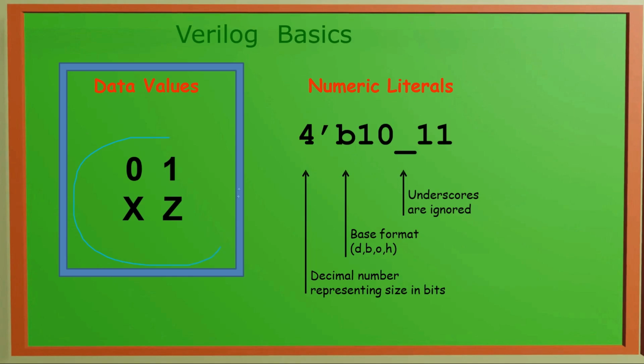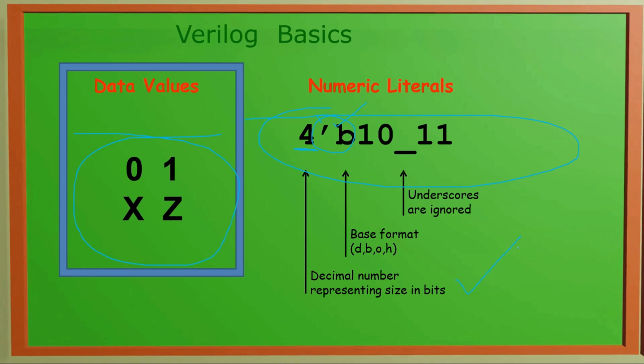So we have 4 data values we can deal with in the data types, and how we read the instructions. One more time we will see. The first number is a decimal number which represents the size in bits. Here it represents that 4 bits are defined. Then the type is the base format, binary. It can be decimal, octal or hexadecimal also. In this case it is binary. Then if an underscore comes, that means we can ignore it.